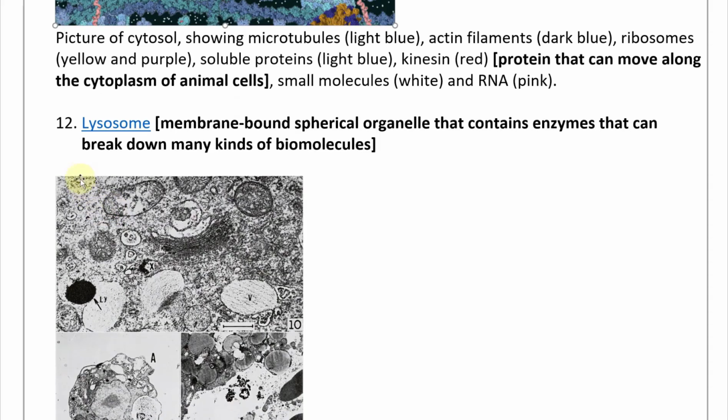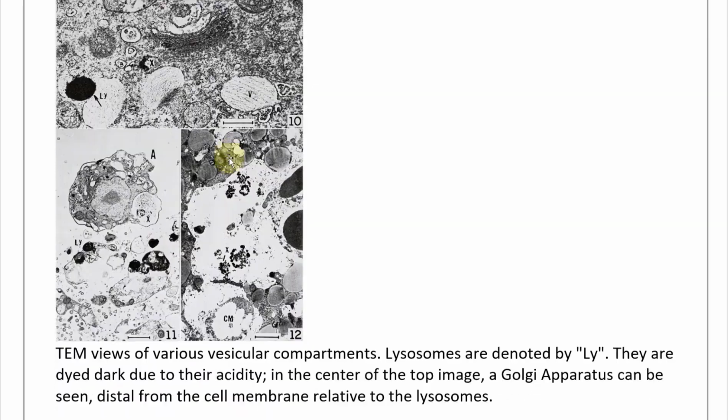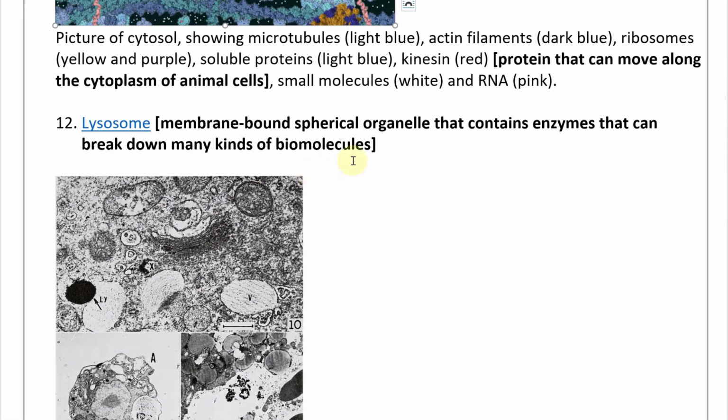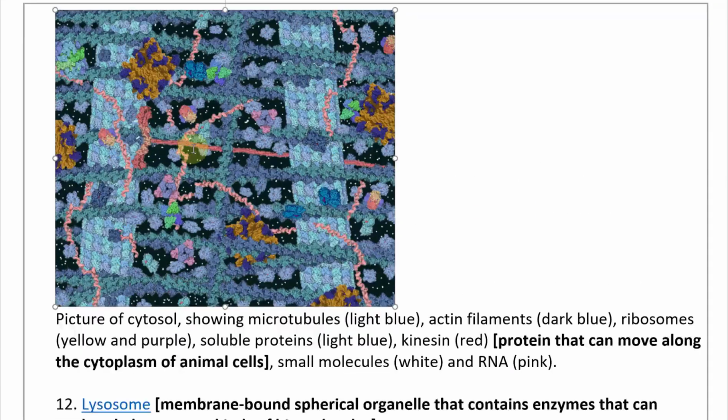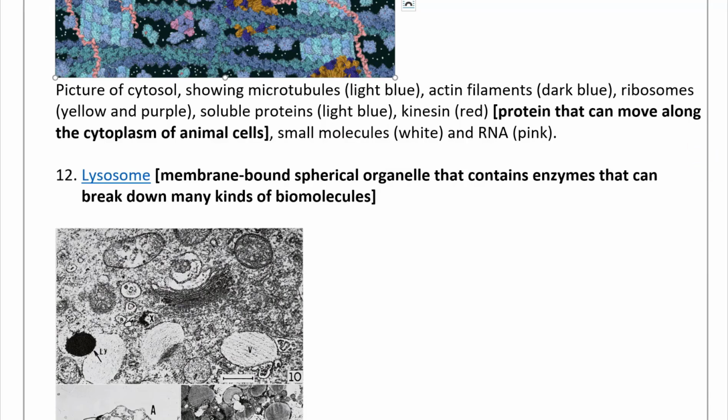And now let's look at number 12, which is the lysosome, which is a membrane-bound spherical organelle that contains enzymes that can break down many kinds of molecules. So this is, again, another membrane-bound spherical organelle, and it contains enzymes this time to break down many kinds of molecules or biomolecules.